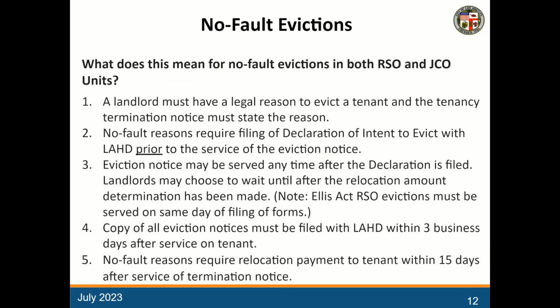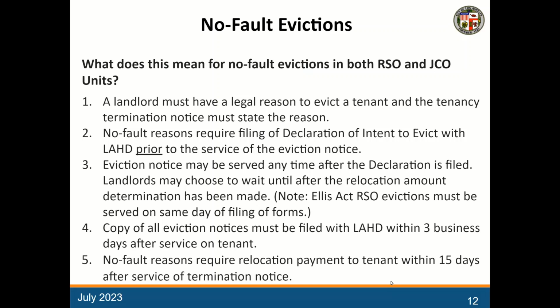No-fault evictions under both the RSO and the JCO will trigger certain requirements. First, a landlord must have a legal reason to evict a tenant, which is one of the 14 reasons that I just described in the prior slide. That notice of termination of tenancy has to state one of those reasons in writing. Second, if the eviction is for a no-fault reason, then a landlord is required to file a declaration of intent to evict with LAHD prior to serving the notice of eviction on the tenant.